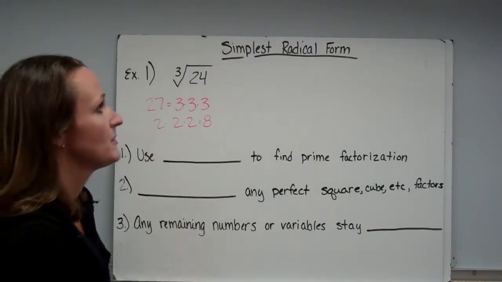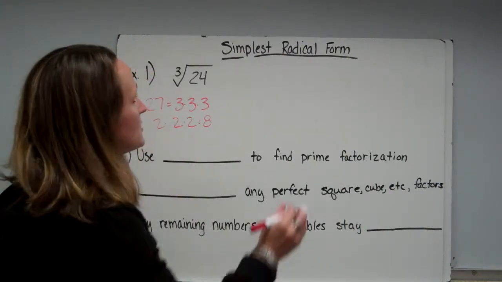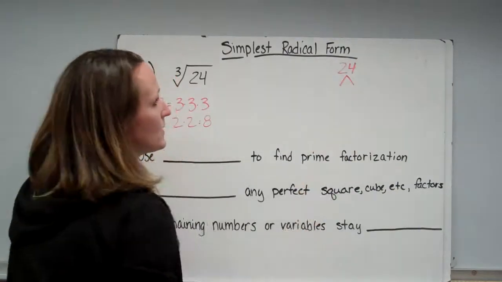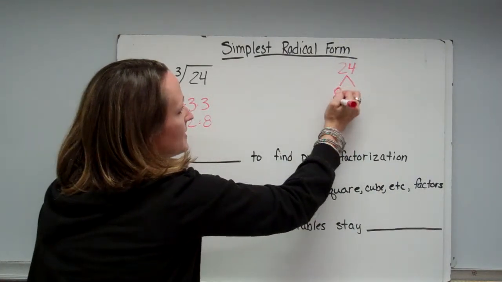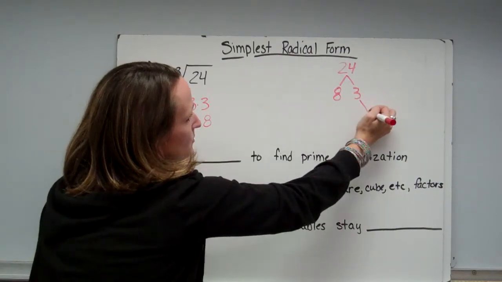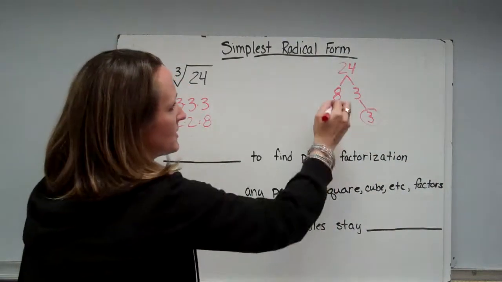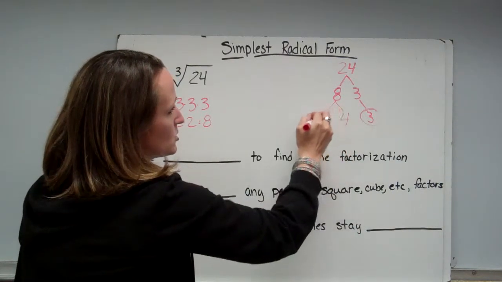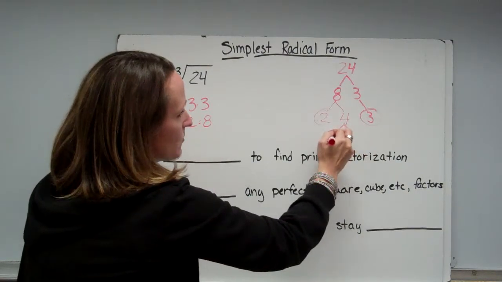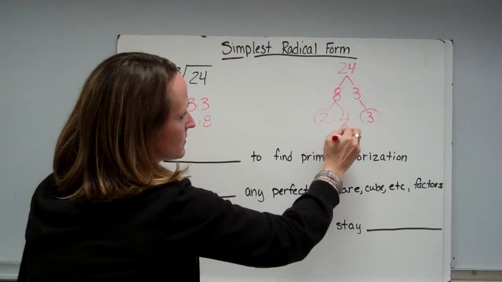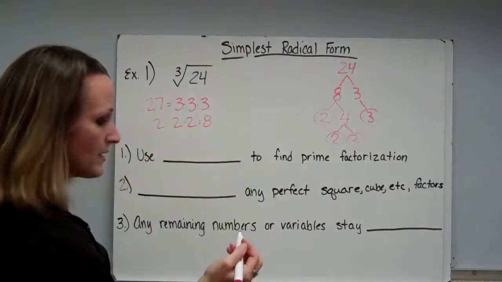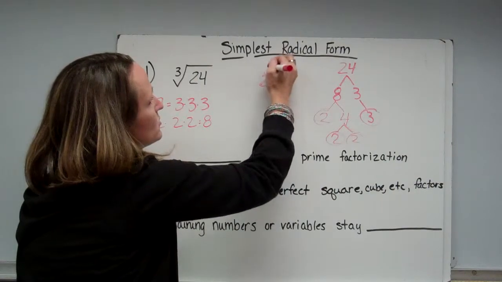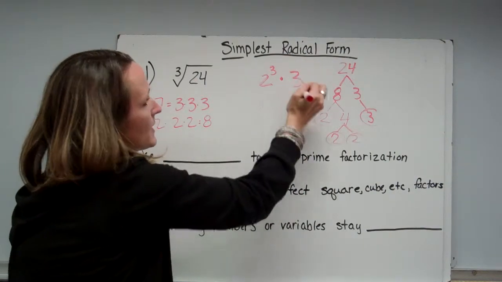So we go back and we think about factor trees. If we broke 24 down using a factor tree, we could say 8 times 3. Well, 3 is prime, so we could circle it, and we could break 8 down into 2 times 4. 2 is prime, and we could break 4 down into 2 times 2. So if we were making a factor tree of 24, we could write it as 2 cubed times 3.